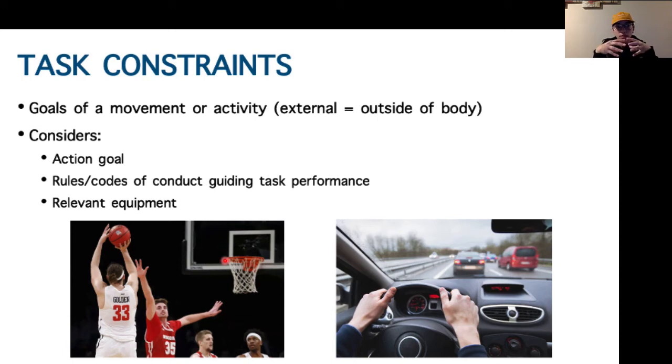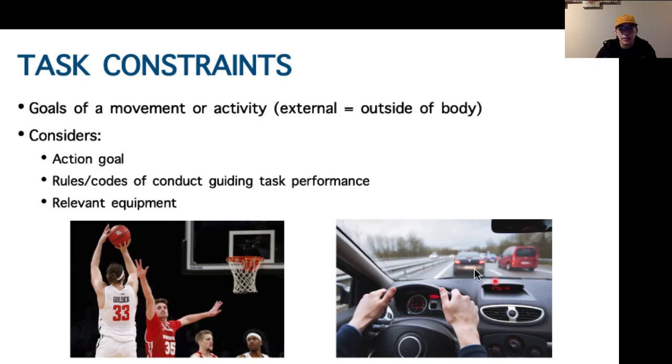But when we look at task constraints, we're considering that specific action goal. We're considering different rules or codes of conduct that are guiding the task performance. And we're also including relevant equipment. Okay. So I have this example of basketball and driving. Okay. So let's say we're driving down a highway. Part of the task constraint, right, is to stay in your lane.